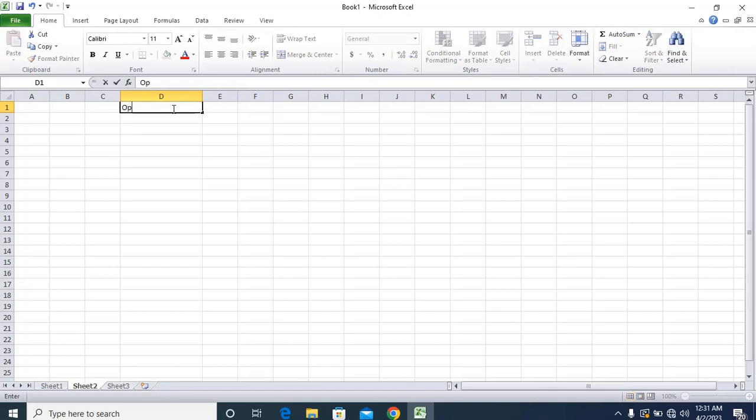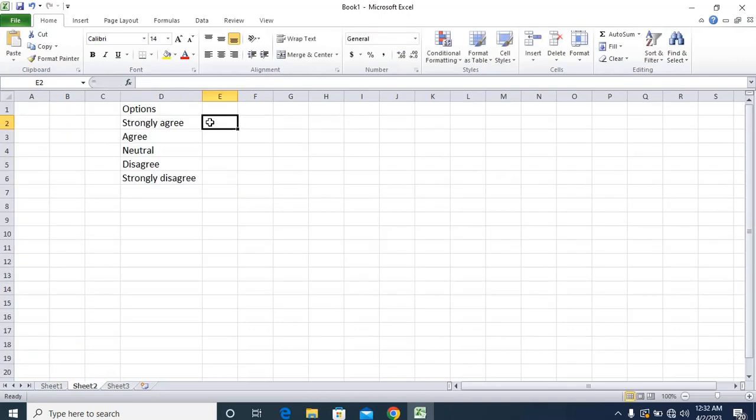In the questionnaire we generally have 4 or 5 options. For example, the options can be strongly agree, agree, neutral, disagree, and strongly disagree. Strongly agree is option 1, agree is option 2, neutral is option 3, disagree is option 4, and strongly disagree is option 5.